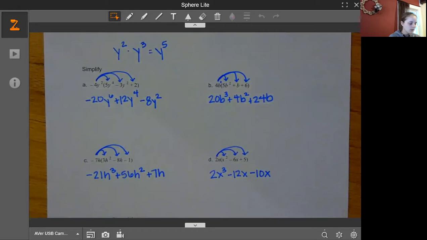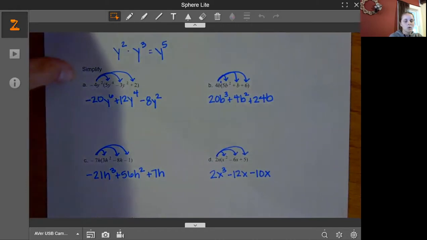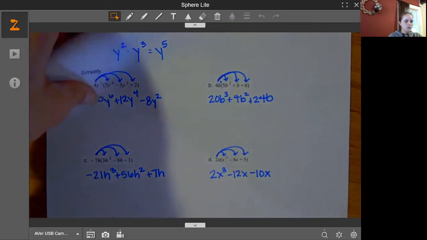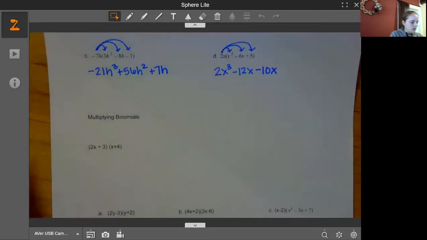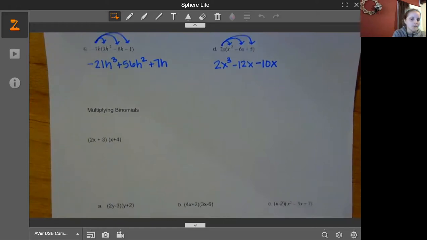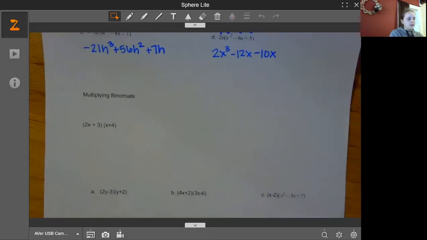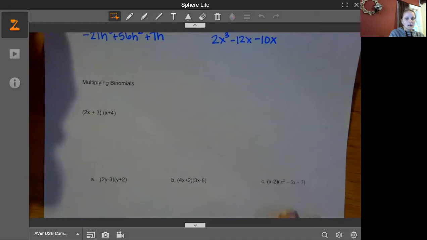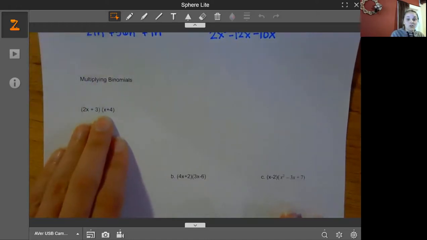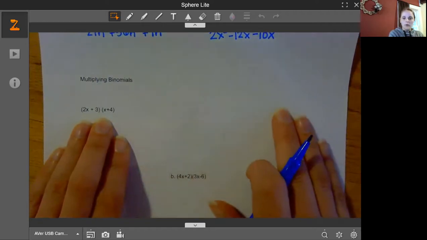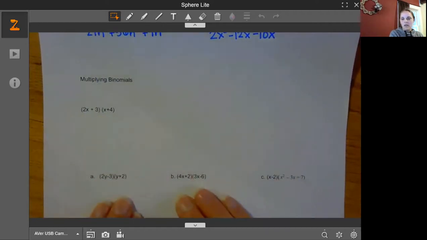All right, we've got one more thing to talk about, and that's going to be multiplying binomials. Remember yesterday we talked about binomials, meaning that it has two terms. If you're multiplying a binomial times a binomial, you're going to have to multiply a little bit differently. There's a couple of methods. There's FOIL, which is just distributive property, and then there's a box method. I'm going to show you both, and then we'll do a few examples of each one.